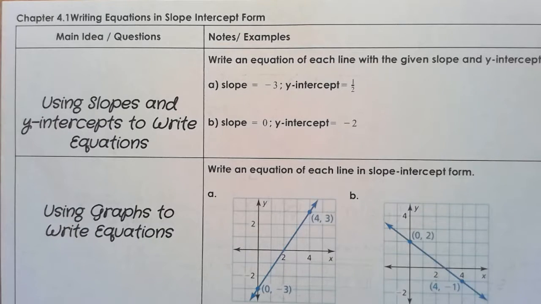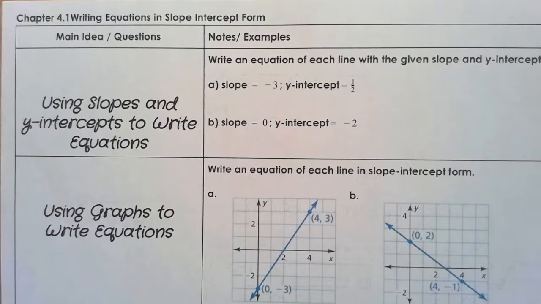Hi friends, so today we're going to talk about writing equations in slope-intercept form. So we've already graphed equations in slope-intercept form, so I just wanted to talk about how to write them now. So this is chapter 4.1. We're going to be going back and forth between chapter 3 and chapter 4. So we're kind of combining the two chapters into one big chapter.